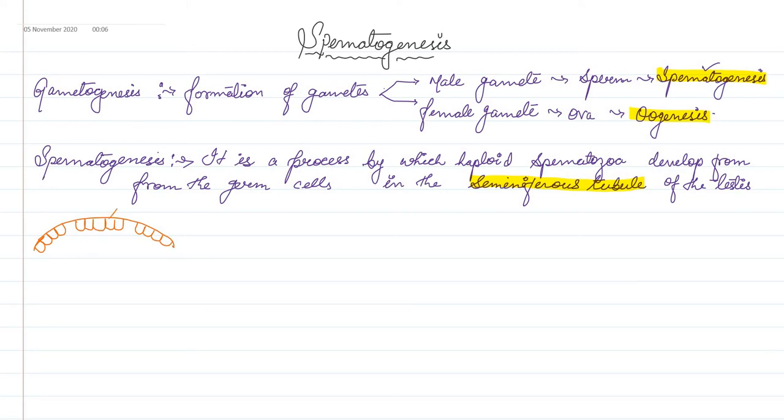Okay, this one is germ cells, and the second one is Sertoli cells, which are conical in structure. These germinal epithelium were present on the inside area of the seminiferous tubule.